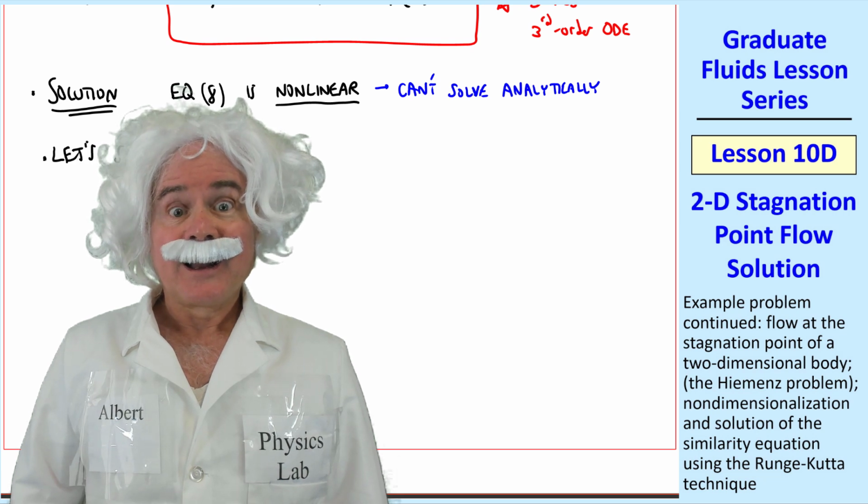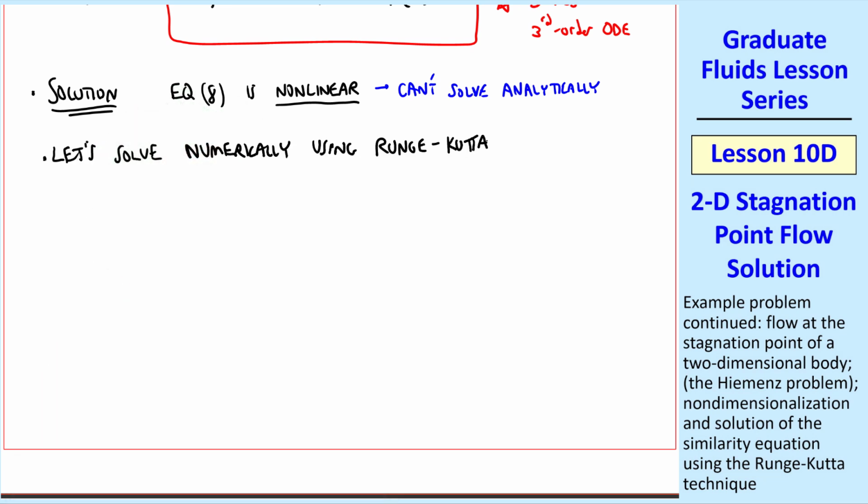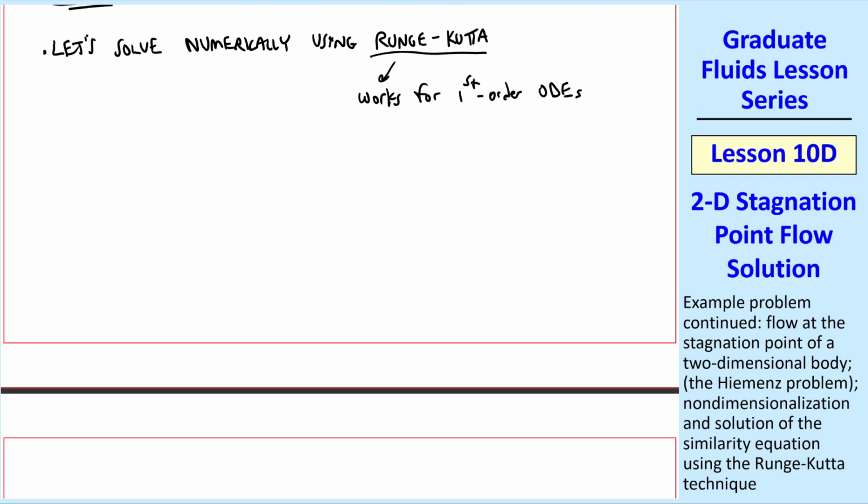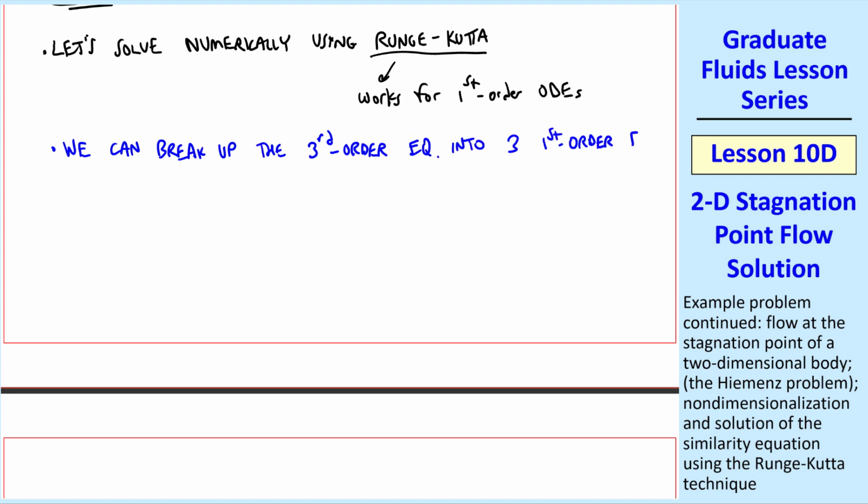So let's solve this numerically using the Runge-Kutta technique, which we've already talked about in some previous lessons. But in our previous discussions, we applied Runge-Kutta to first-order ODEs. Here we have third order and nonlinear, but it turns out that we can break up the third order equation into three first order equations. This will be the key to solving these nonlinear higher order equations numerically.